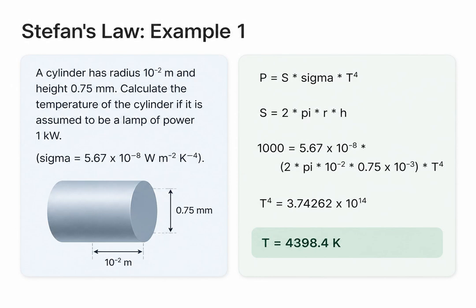Suppose we have a cylindrical lamp with a radius of 10 to the negative 2 meters, a very short height of 0.75 millimeters, and a power output of 1 kilowatt. Assuming it acts as a blackbody, we want to find its temperature. We use Stefan's law, substituting the surface area of the curved part of the cylinder, 2 pi RH. Plugging in 1,000 watts for power and Stefan's constant, we solve for T to the fourth, and taking the fourth root gives us a remarkably high temperature of about 4,398 Kelvin.